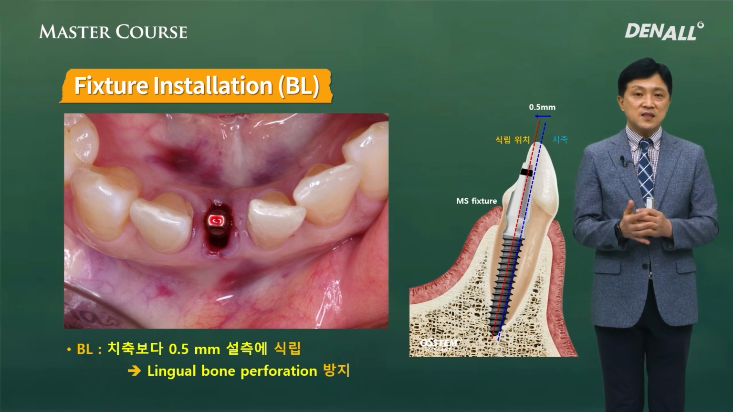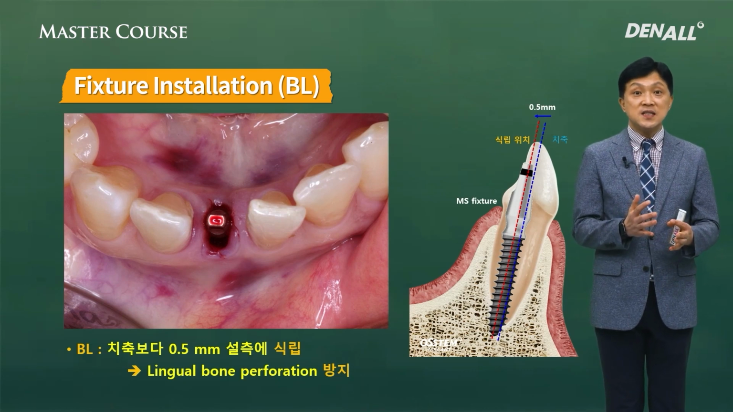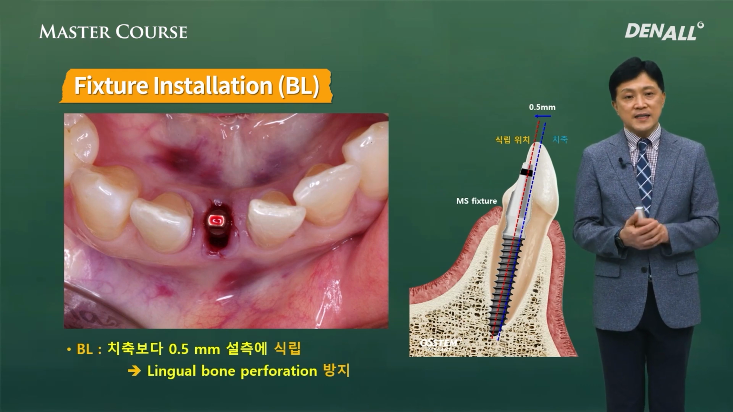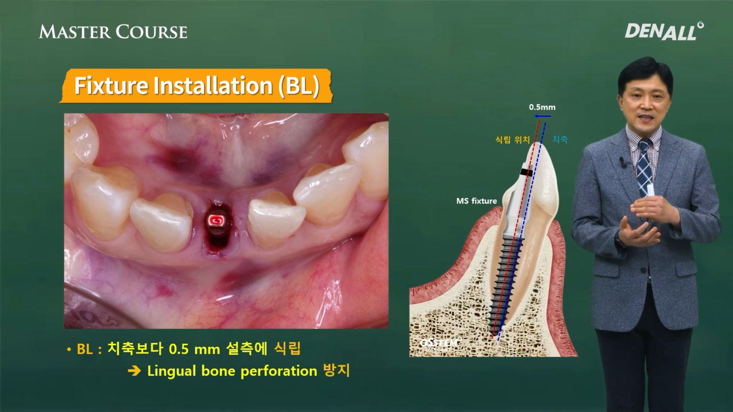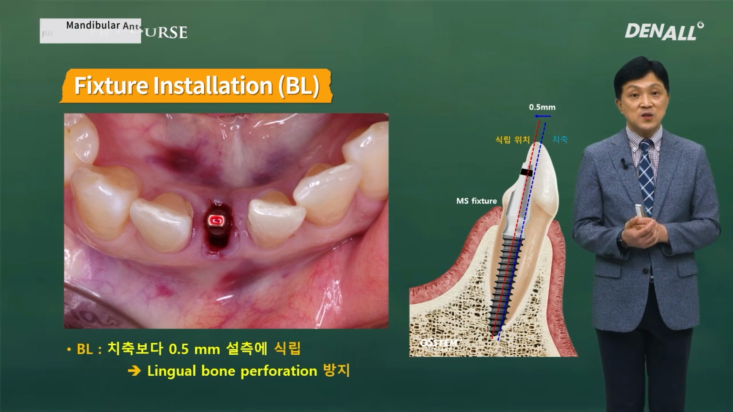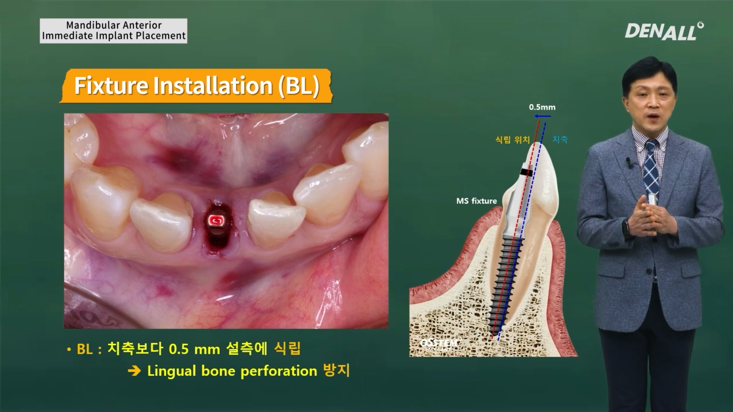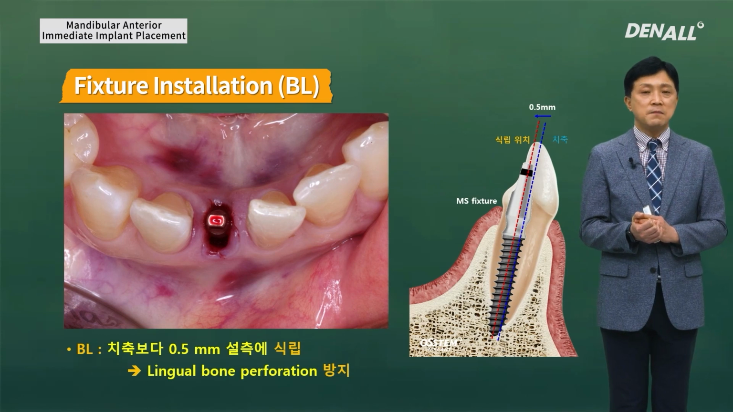After that, how can we place an implant for good positioning? First, buccolingually. If it is placed a little bit lingually, it would be good. Here, there should be some gap labially when the implant is placed.